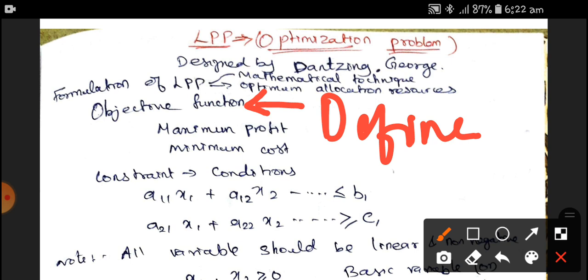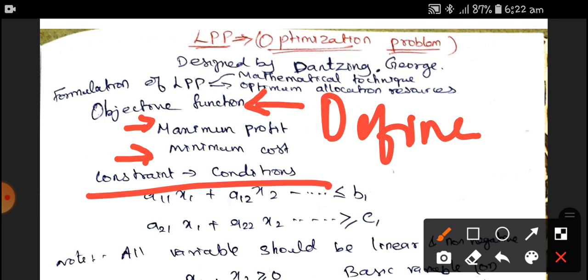So the main function is to maximize the profit. Any organization has to maximize the profit, and I have to minimize the cost associated with the product, as well as minimize the resources. So that is the thing.